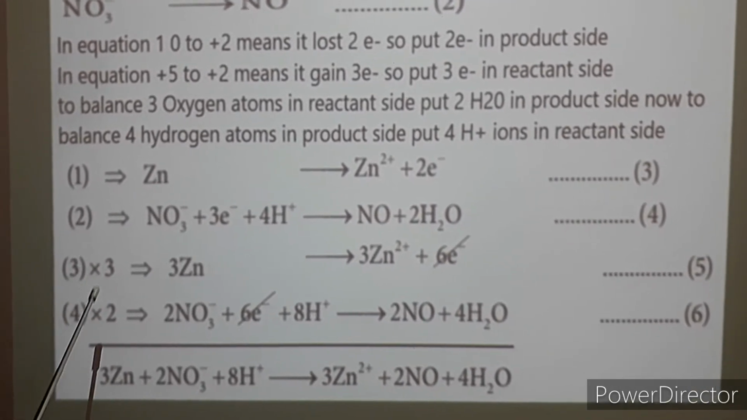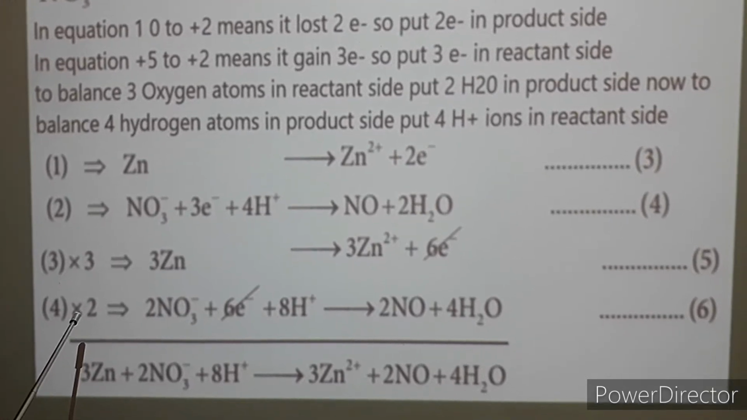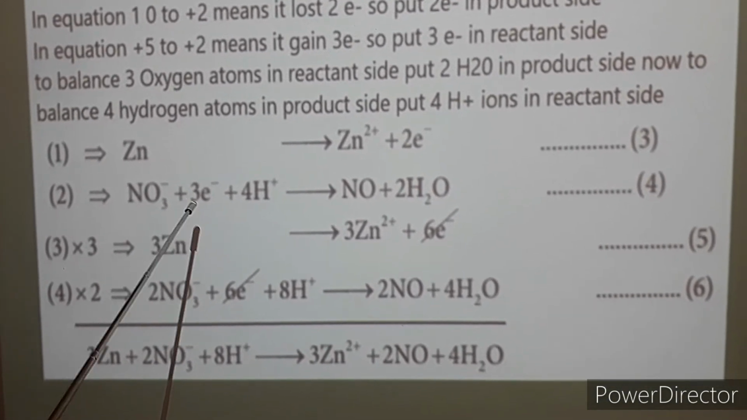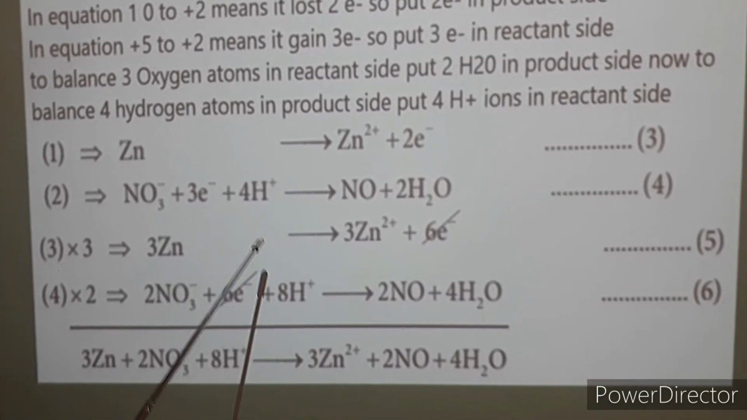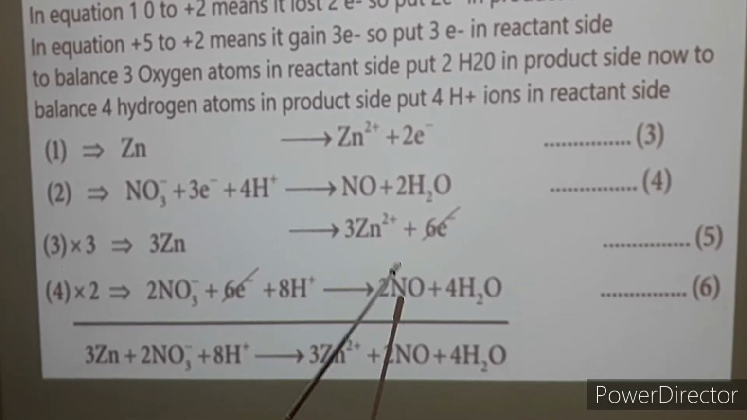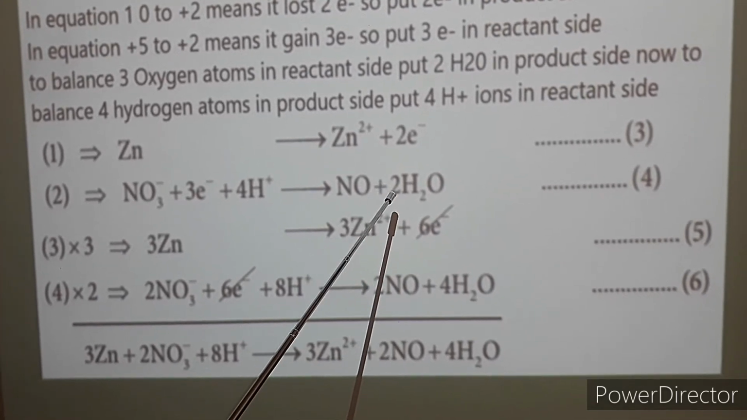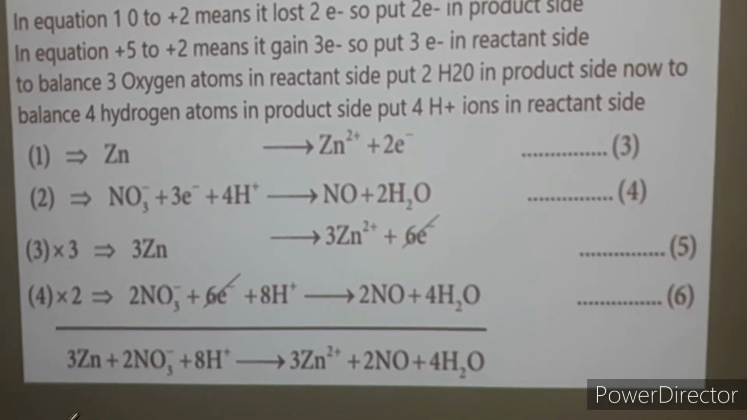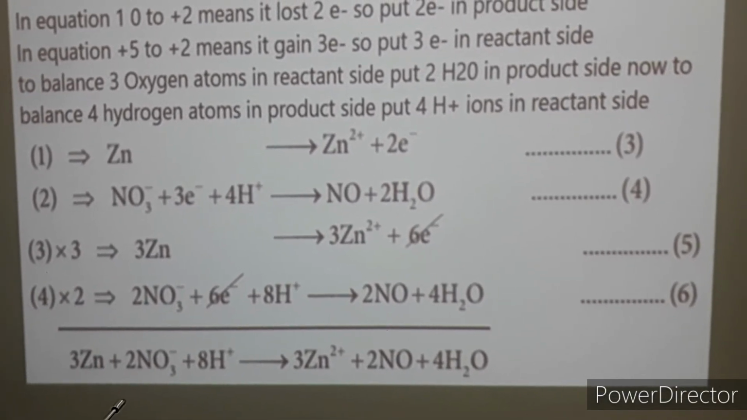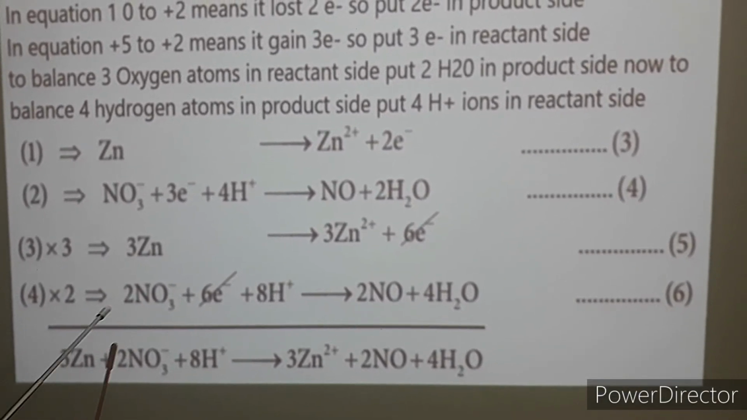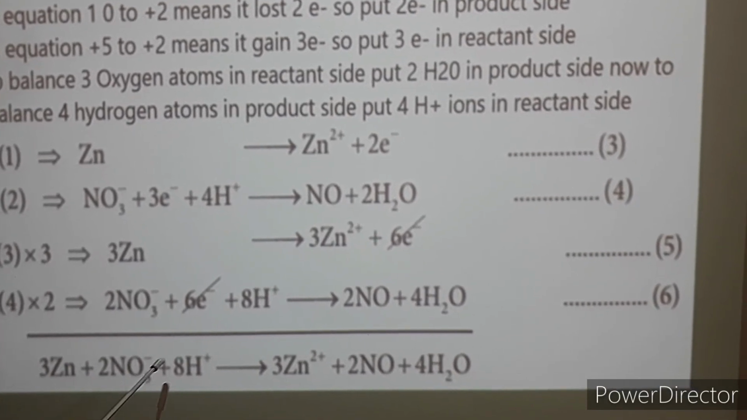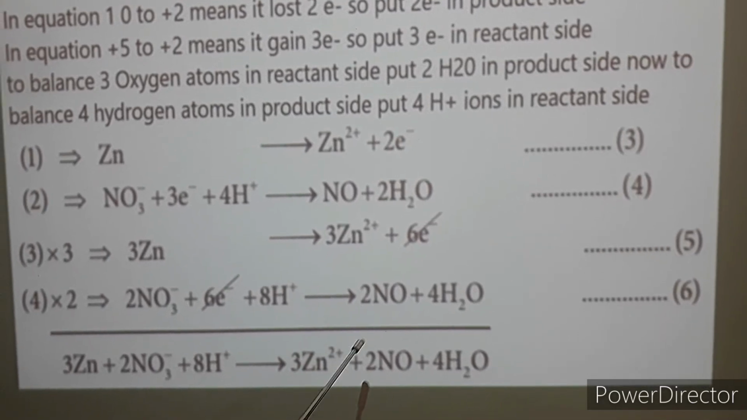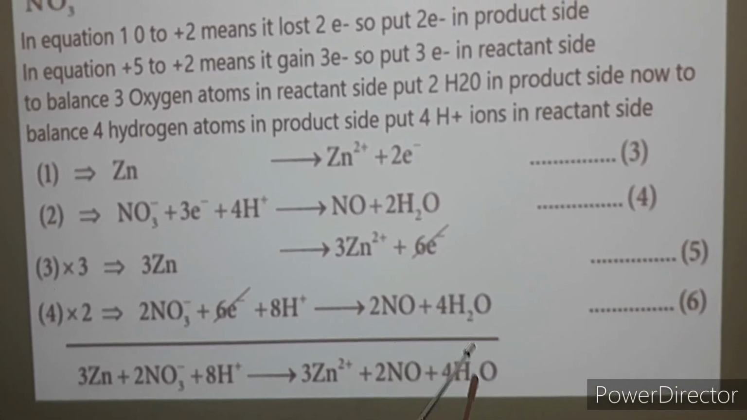Now the fourth equation I am going to multiply with 2. We get 2 moles of NO3 minus, and 3 into 2, 6 electrons, and 4 into 2, 8 H plus, giving 2 moles of NO plus 2 into 2, 4 water. Now we are going to add the fifth and sixth equations. We get the final answer: 3 moles of Zn and 2 moles of NO3 minus and 8 moles of H plus give 3 moles of Zn2 plus and 2 moles of NO and 4 moles of water.